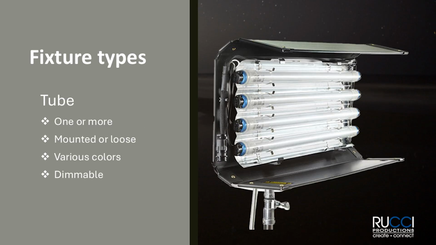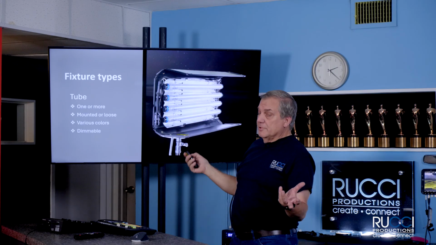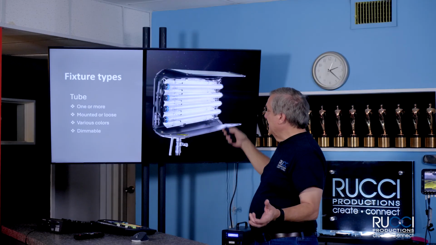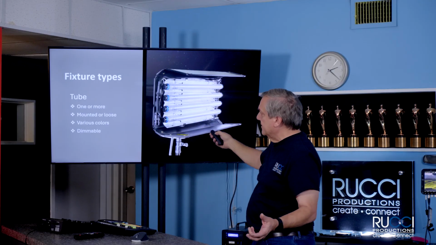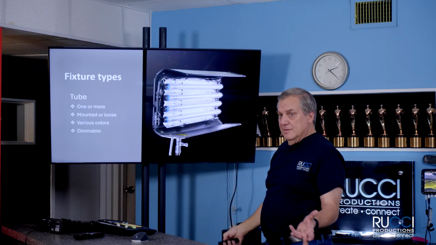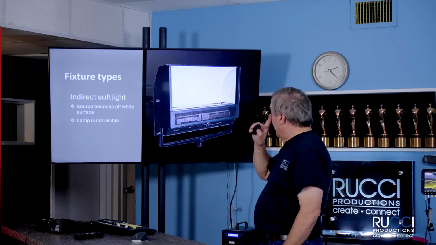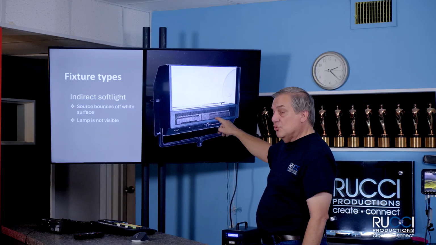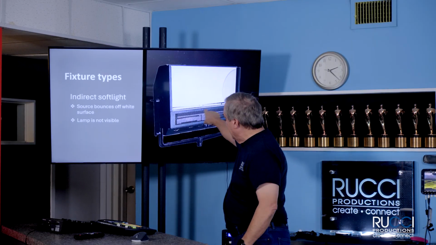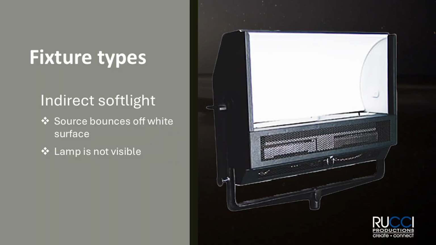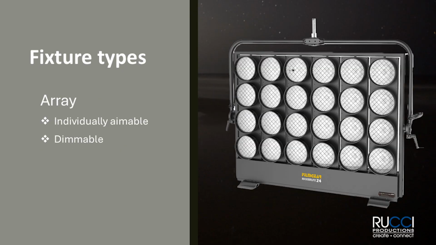And then there are lights that are tubes. They can be just a loose tube, and those are pretty useful for a lot of things, or they can be in a fixture like this. They can be different colors, and they can be mixed and matched. They can be dimmable. This kind of light is an indirect light. The light's encased in here, and it's bouncing off a white surface. So that's just a soft light that's achieved by indirect light.